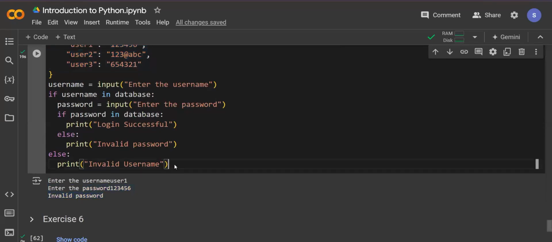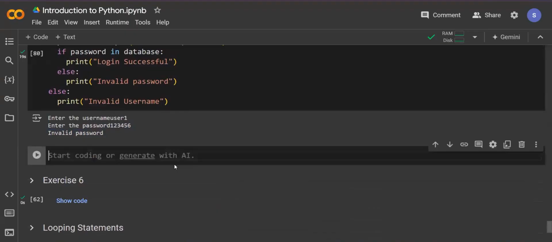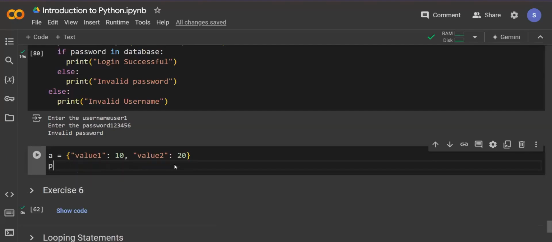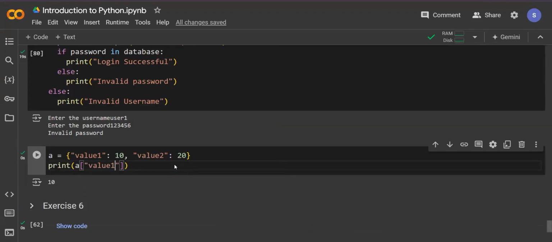One more thing, I forgot to tell you this in the previous class. If I take a dictionary as A is equal to value1 is equal to 10, comma, value2 is equal to 20. This is a very simple example. If I want to retrieve a value, I can use a simple A and the key name, that is value1. If I run this, I'll be getting the value as 10.